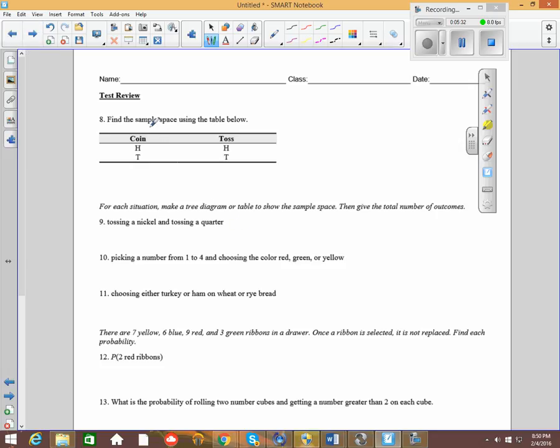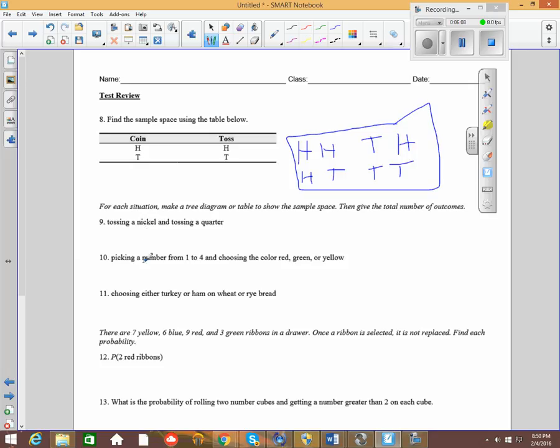Now, this is real simple. Find the sample space using the table below. So if you have a coin, in other words, if you've tossed a coin, what are your choices? It's either heads or tails. So your sample space is you can have a heads with a heads. You can have heads with a tail. You can have a tail and the heads. Or you can have a tail with a tail. Those are the sample space. So you're going to have a question sort of like that on your test, all right?